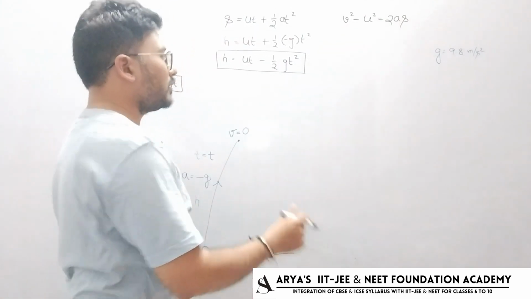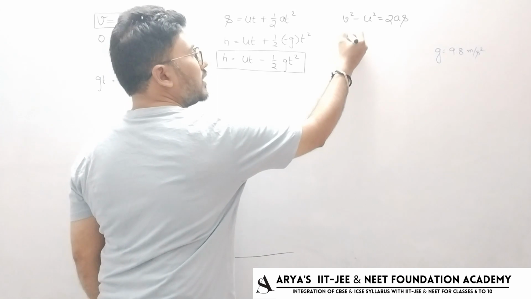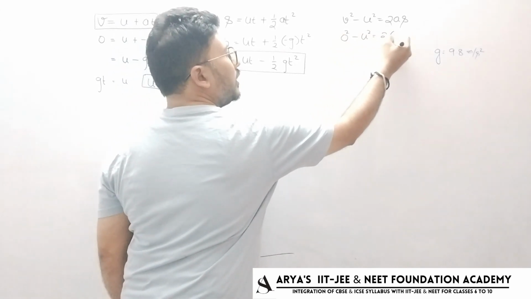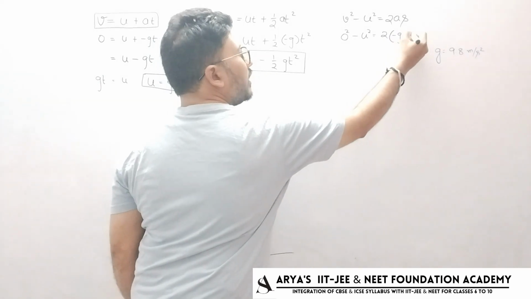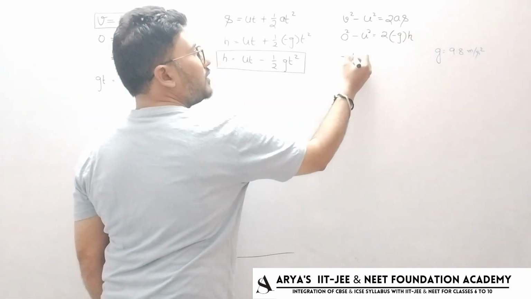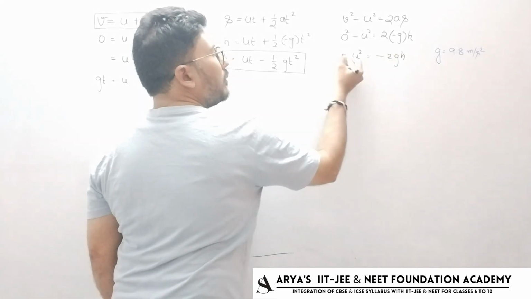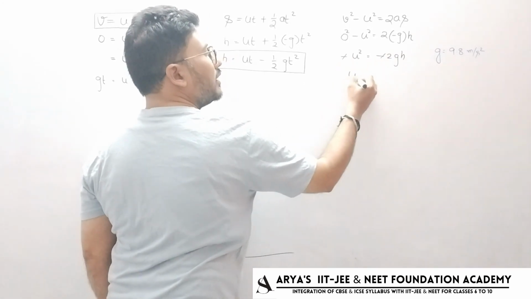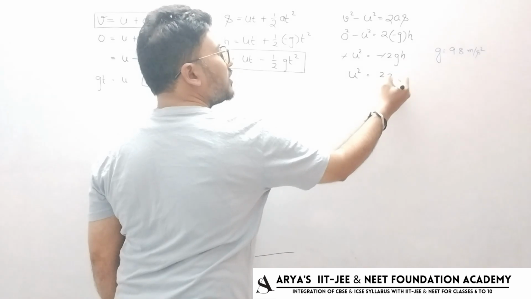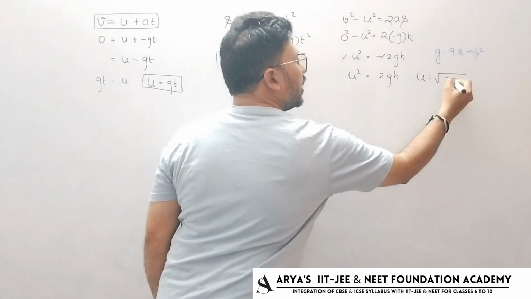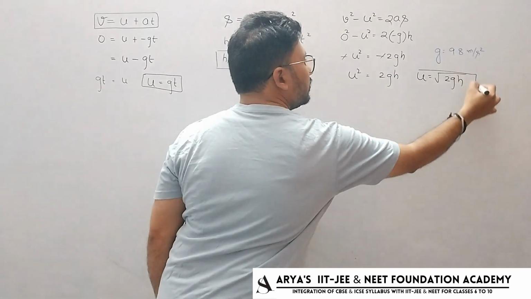Now substitute: 0 square minus u square is equal to 2 into minus g into h. Minus u square is equal to minus 2gh. Minus minus gets cancelled. U square is equal to 2gh, so u is equal to root of 2gh.